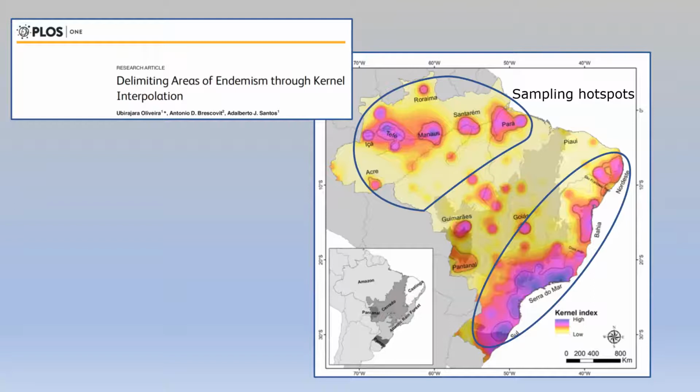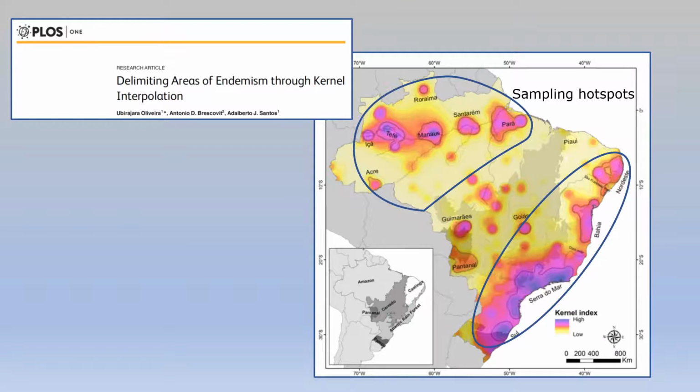And what this map shows us is that what we really need in the Amazon, and in other biomes in Brazil, is to increase sampling in the field. But this data can help guide us to find the better places, the most promising places, and the places most in need of field sampling in the future.